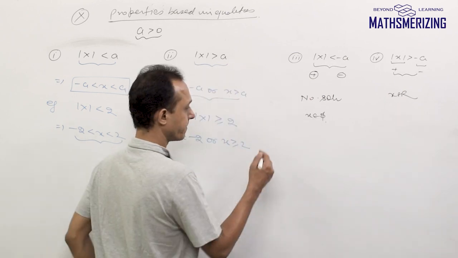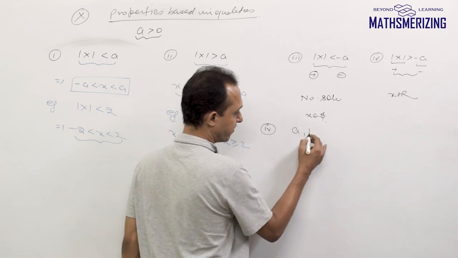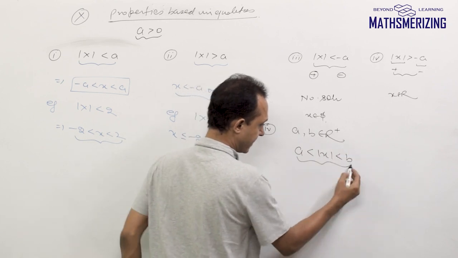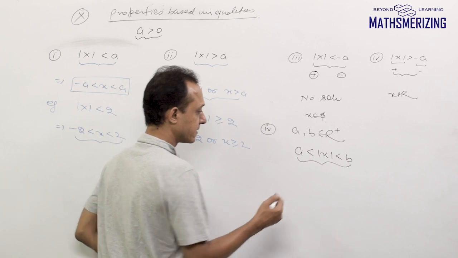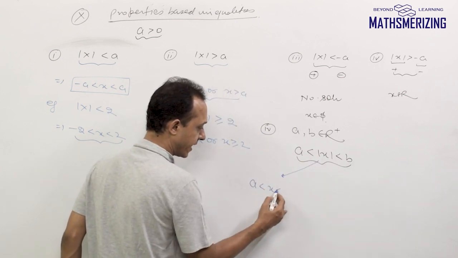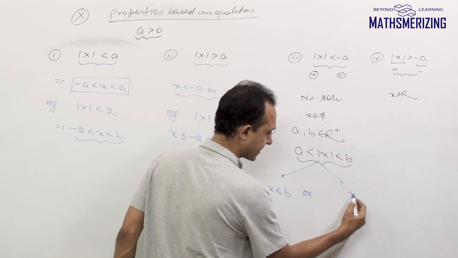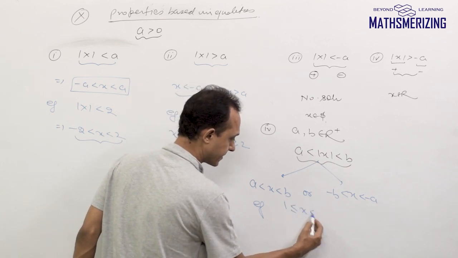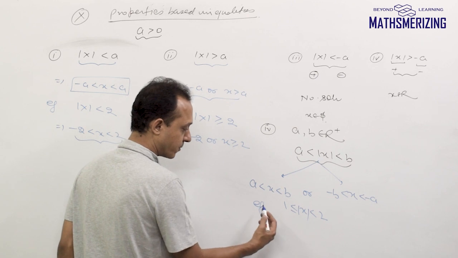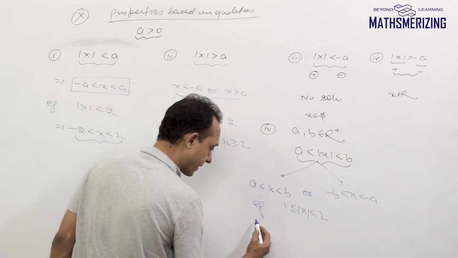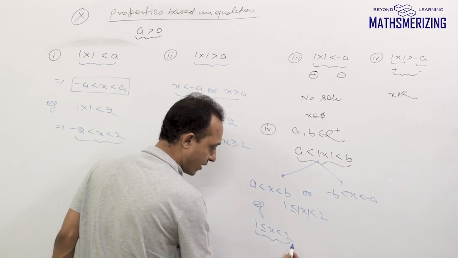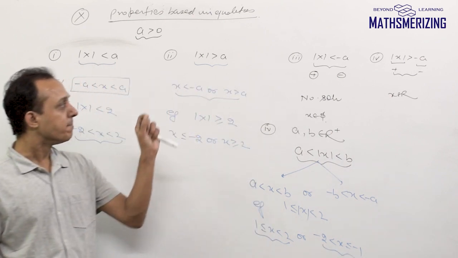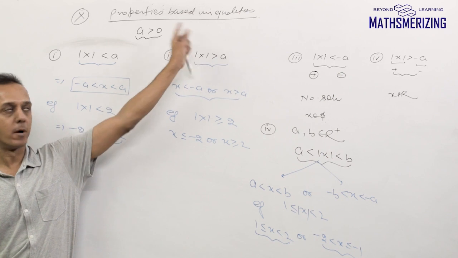There is one more case, and that is, suppose I have two positive numbers A and B, and suppose mod of x lies between A and B. Then in this case, the two results that I'll get are, either x will lie between A and B or x will lie between minus B and minus A. For example, suppose I say mod x lies between 1 and 2. So here I can write either x will lie between 1 and 2 or x will lie between minus 2 and minus 1. So these are the simple 5 properties which we'll use for property based inequalities.